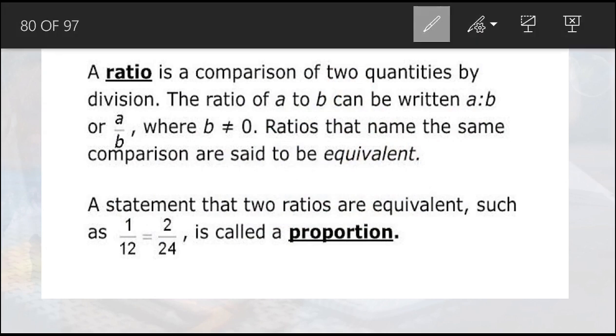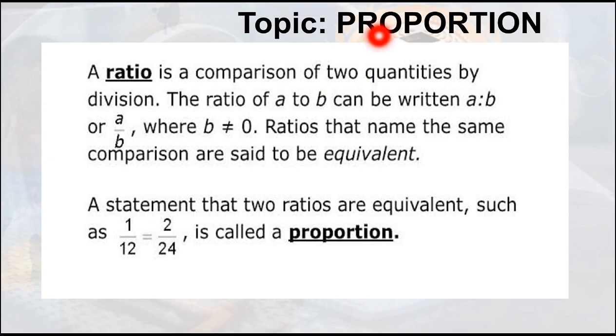We were able to establish last time that quantities means something that has size and you can measure it, like juice, like pupils, like fruits, like apple, things around you that you can measure. That's what quantities are. So when you compare them by division, you have performed what is called a ratio. Now we said last time that the ratio of A to B can be written as A:B or A over B, where your B is not equal to 0.